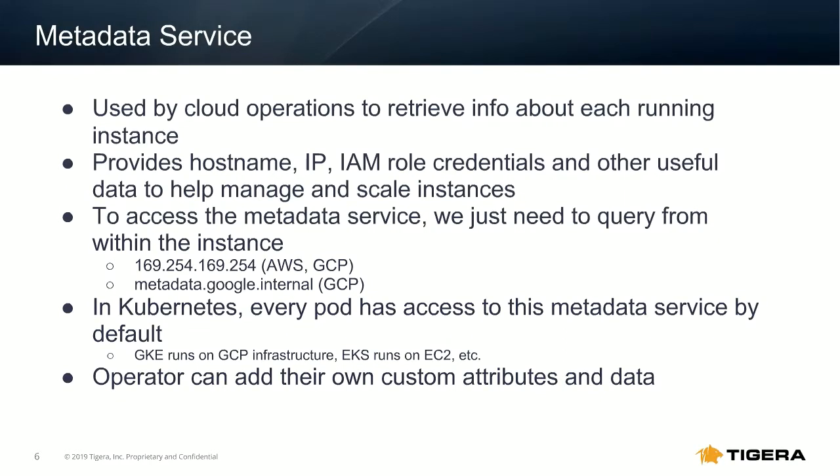The metadata service is used by cloud operations to retrieve info about the running instance. It usually provides the hostname, IP address, the IAM role credentials, and other useful data to help manage and scale instances. And to access the metadata service, it's actually quite simple. You just have to query from within your instance the 169.254.169.254 IP address for both AWS and GCP, or the domain metadata.google.internal for GCP.